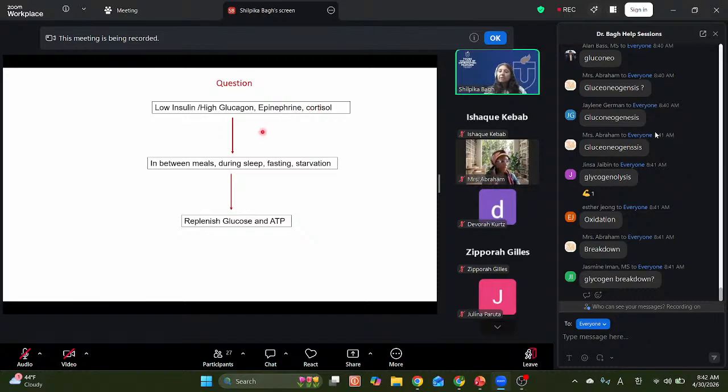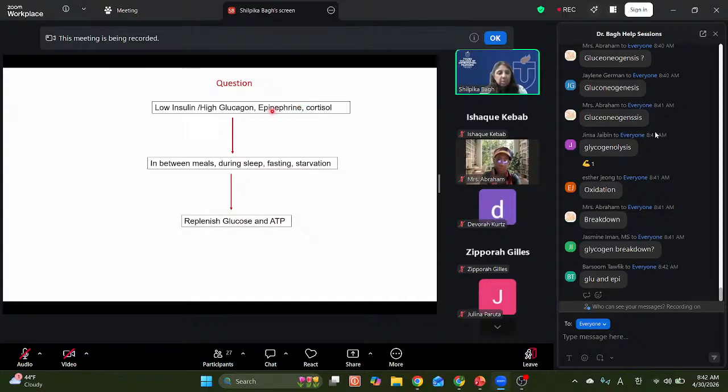Then HSL. Out of all these three, which ones do you want to put for HSL? Give me two. Out of three, two are very important for HSL activation. Only two. Glucagon, wrong answer. For HSL, it's epinephrine and cortisol. Did you forget that?